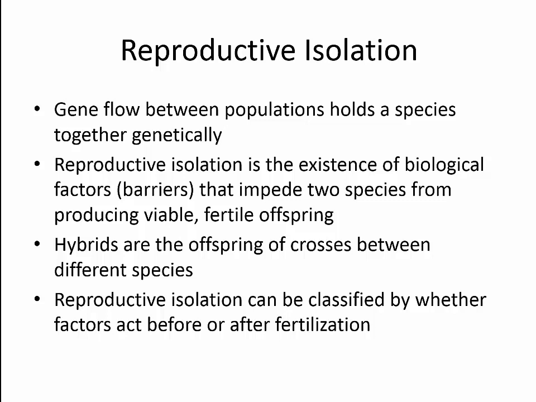Reproductive isolation is the existence of biological factors or barriers that impede two species from producing viable, fertile offspring. Hybrids are the offspring of crosses between different species. Reproductive isolation can be classified by whether factors act before or after fertilization.